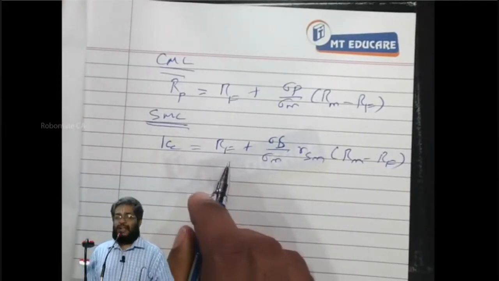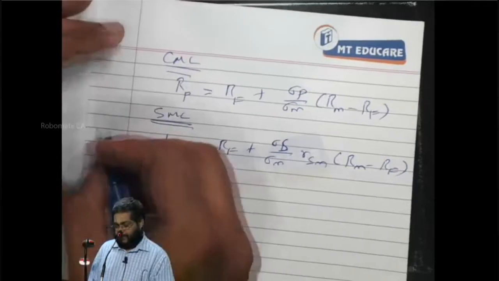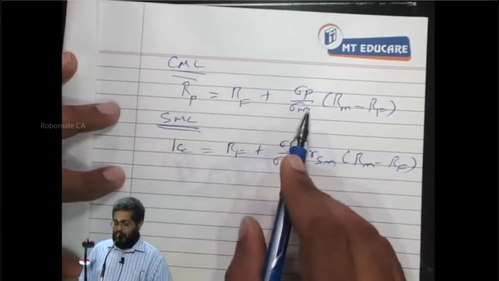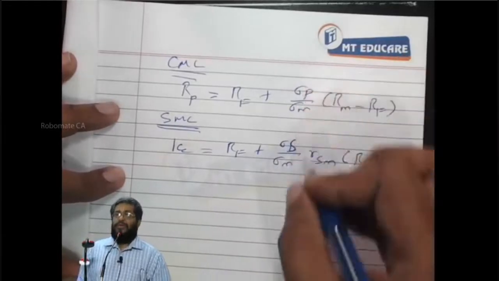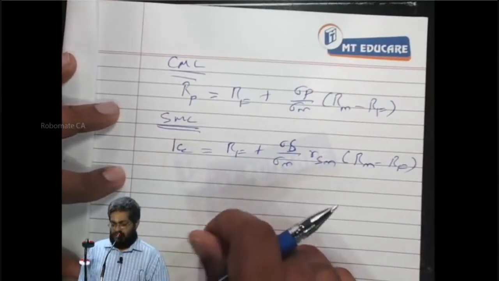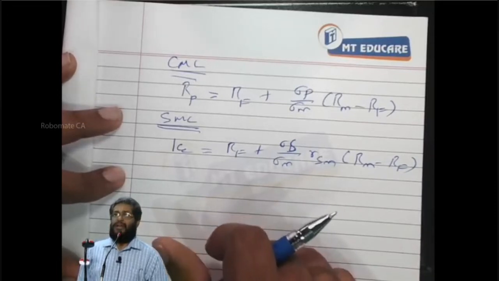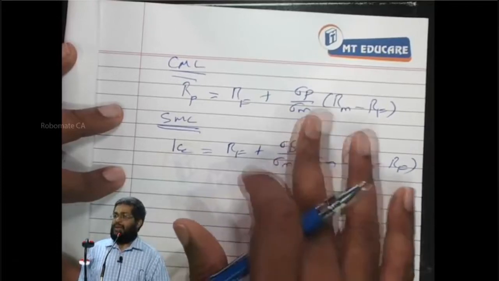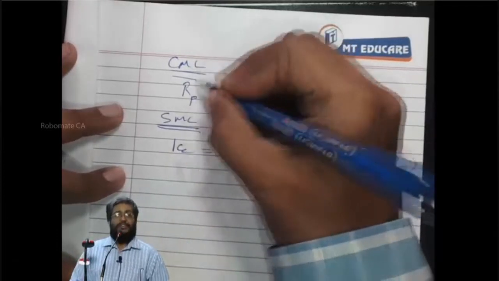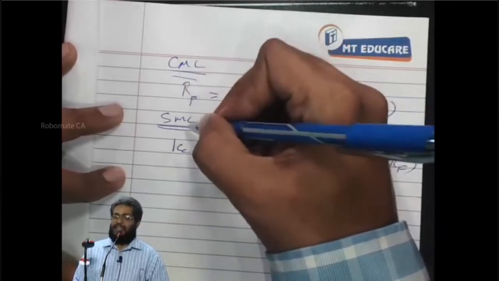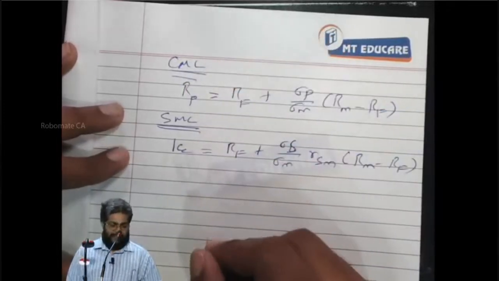Now, continue writing in the right point A. CML, RP is nothing but SML's KE. So you don't get confused about the term.